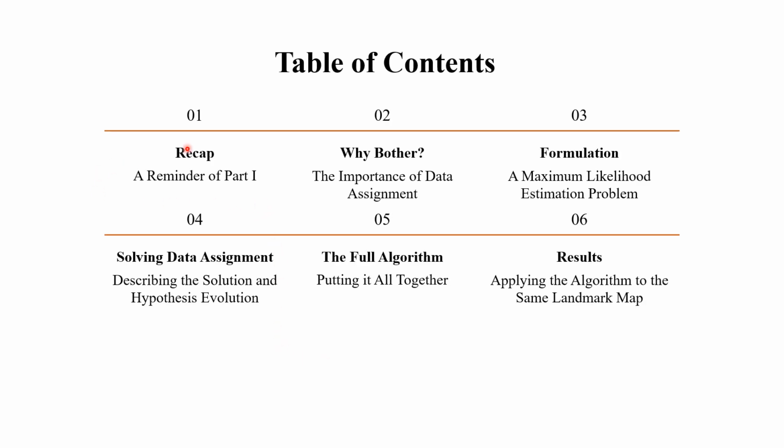So first, the table of contents. First of all, I'm going to give a recap of part 1. What did we actually solve and what is actually to come next? Then I'm going to discuss why bother with data assignment at all, why it is important and how it actually appears in practice. Then I'm going to give a formulation of the data assignment problem, which is going to be a maximum likelihood estimation problem. I'm going to talk a little bit about how to solve it and how the hypothesis would look like during the EKF update, then the full algorithm, and finally the results of applying it to the same landmark map that we used in part 1.